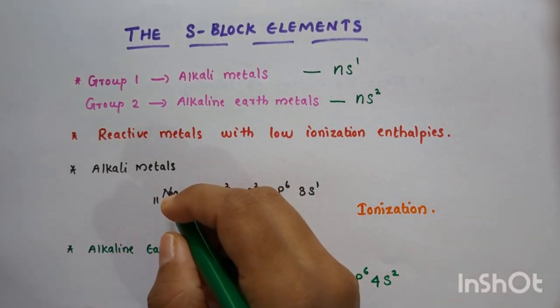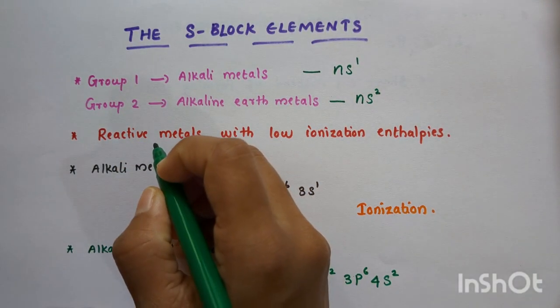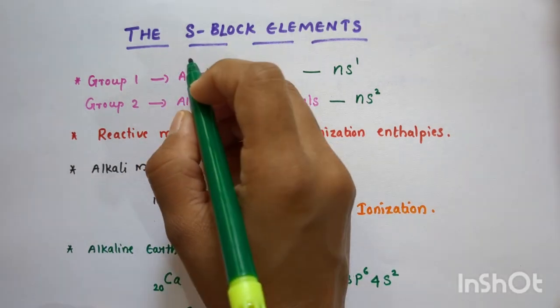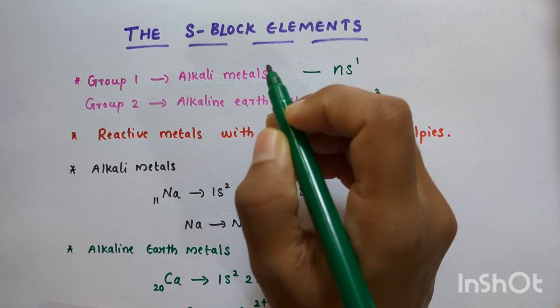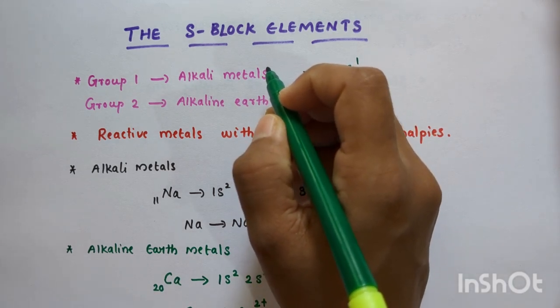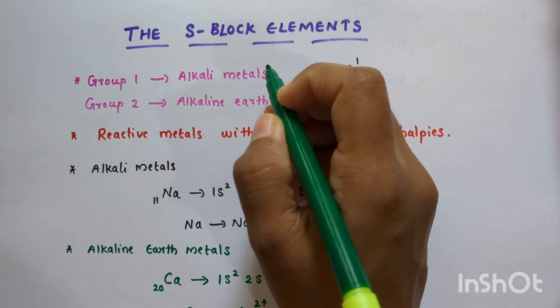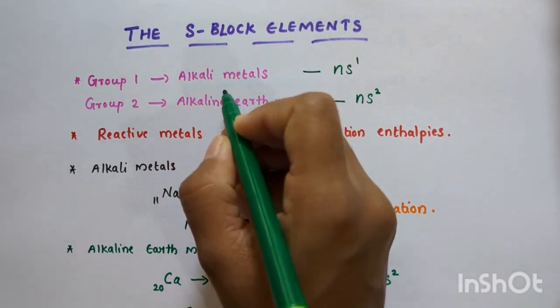Hello everyone. In this video, we are going to discuss the blocks in the modern periodic table. Especially, we will be discussing the S block elements from Chapter 3, Classification of Elements and Periodicity in Properties, Class 11 Chemistry. We will be discussing the other blocks like P, D and F block elements in our coming videos, which will be available in the playlist. So in this video, we are focusing on the S block elements.